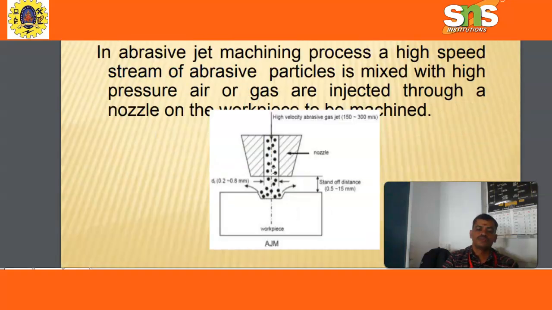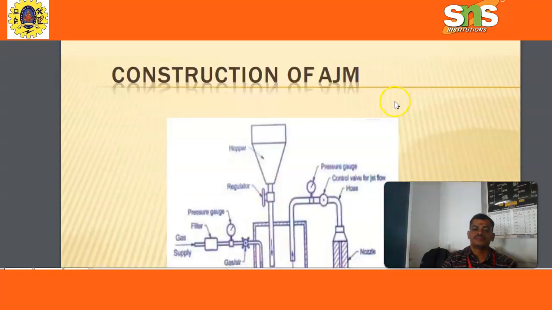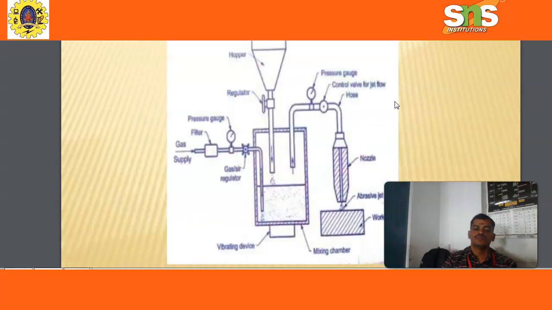Principles of abrasives. In the abrasive machining process, a high stream of abrasive particles mixed with high pressure air or gas is injected through the nozzles onto the workpiece to be machined. Construction of abrasive jet machining: hopper, regulator, pressure gauge, control valve, hose, nozzle, abrasive jet, workpiece, mixing chamber, vibrations, and gas or air supply. The gas and abrasive are both mixed inside the mixing chamber.